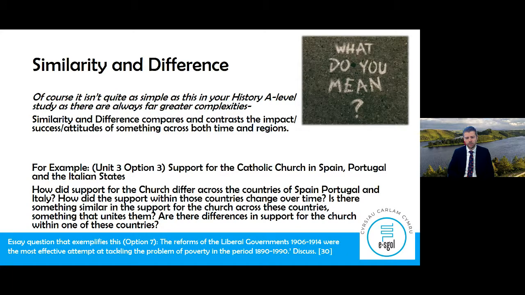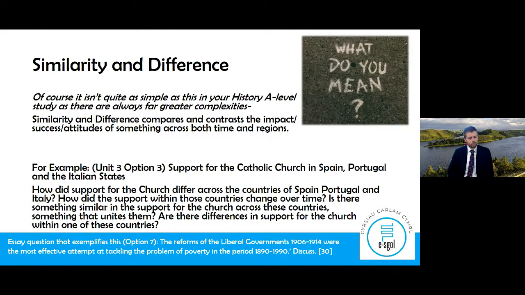Now those last 3 words are really important there. You might be asked to think about similarity and difference across time. To what extent has something changed over the 100-year period? But equally, you might be asked to compare it across different regions. So for my example with the American century, looking at civil rights in America, we definitely compare what it was like for Black African Americans in the South of America in comparison to the North of America. We look for those similarities and those differences.